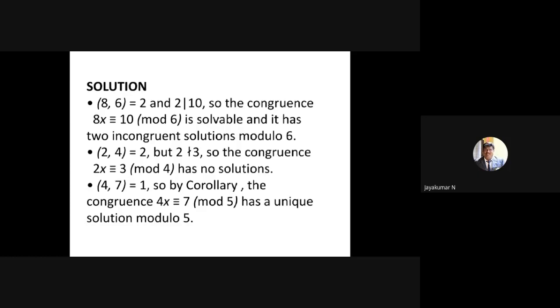Then we are going to check whether d divides b or not. Here b is 10. So 2 divides 10, obviously. So the congruence 8x congruent to 10 mod 6 is solvable. And what is the d value? 2. So it has 2 incongruent solutions under modulo 6.